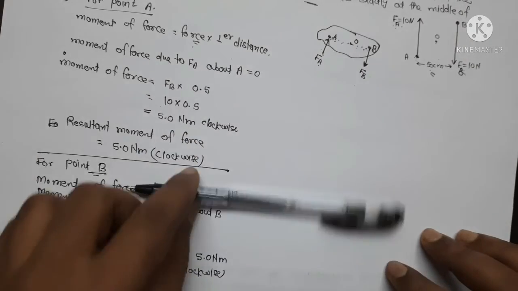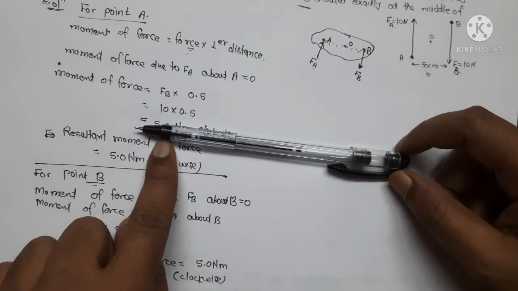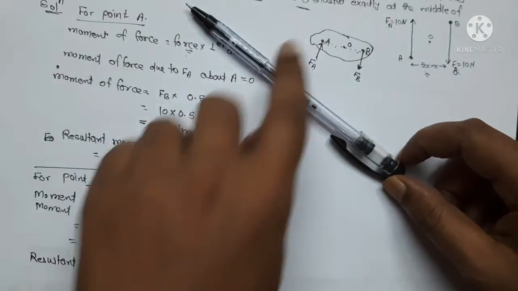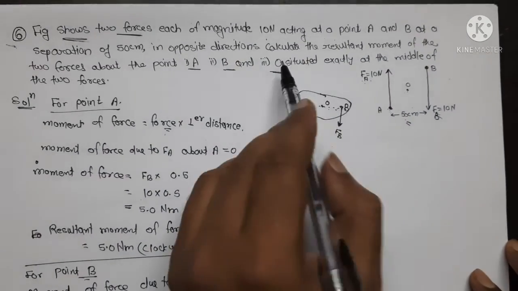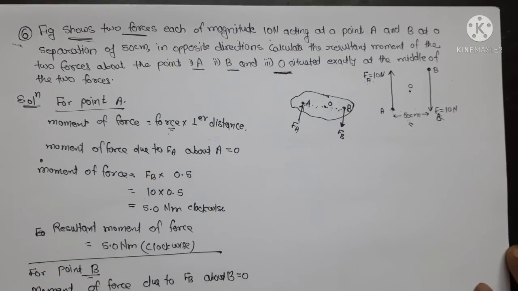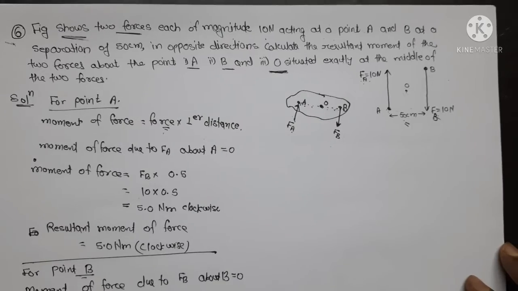See, FA is acting on this point now. So when you apply the force like this, about point B it will move like this. So this will be a clockwise direction. Okay. Now the third case. In the third case, we have to find the moment of force about O also. And O is what? Exactly in the middle. So let's start.